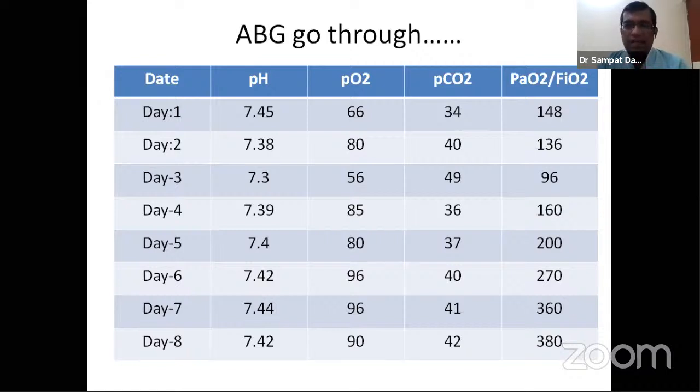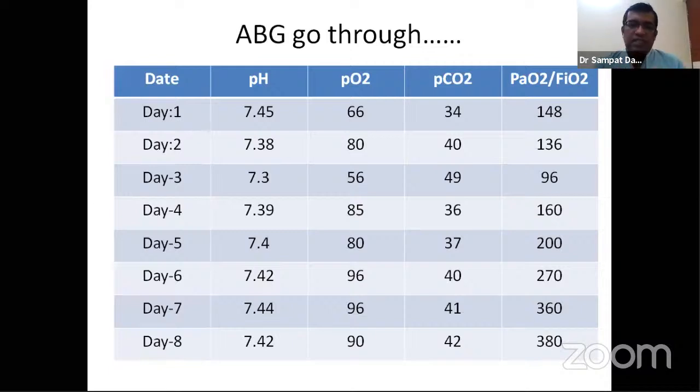On day 2, it has come down a bit. On day 3, you can see that the PO2 has come down, the carbon dioxide has gone up, and the ratio has come down to below 100. That indicates this is the day where we put the patient on the ventilator. On day 4, with ventilator and PEEP, the PO2/FiO2 has increased, and again increased every day till day 8, where we decided to extubate.